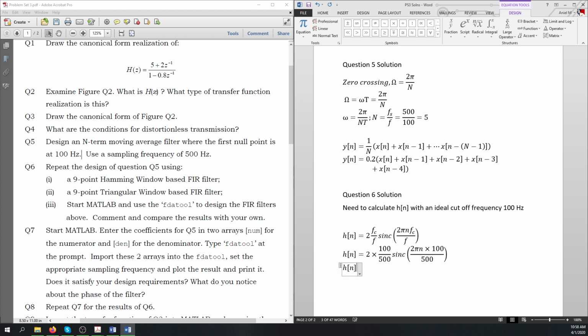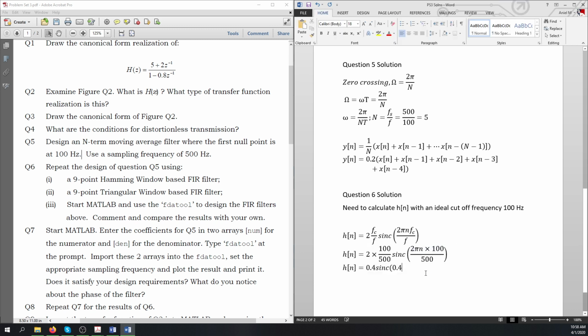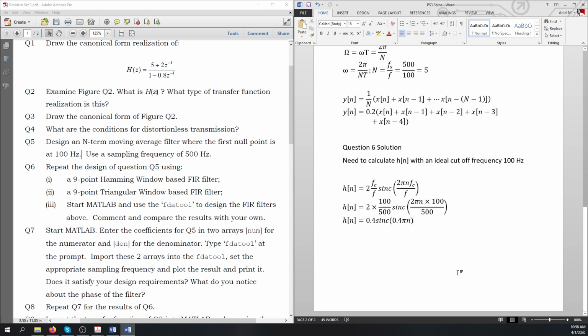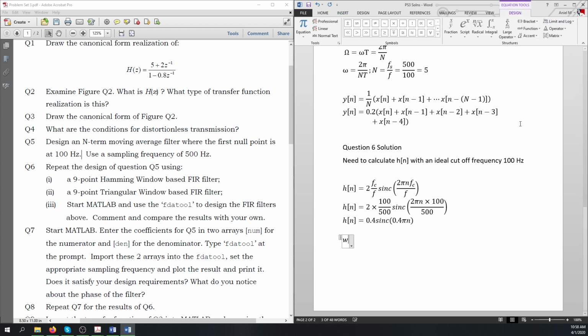We get h of n is equal to 0.4 sinc of 0.4 pi n. We also know that for a Hamming window, and this typically is given to you in a final exam, w of n was equal to 0.54 plus 0.46 cosine of 2 pi n divided by N minus 1.